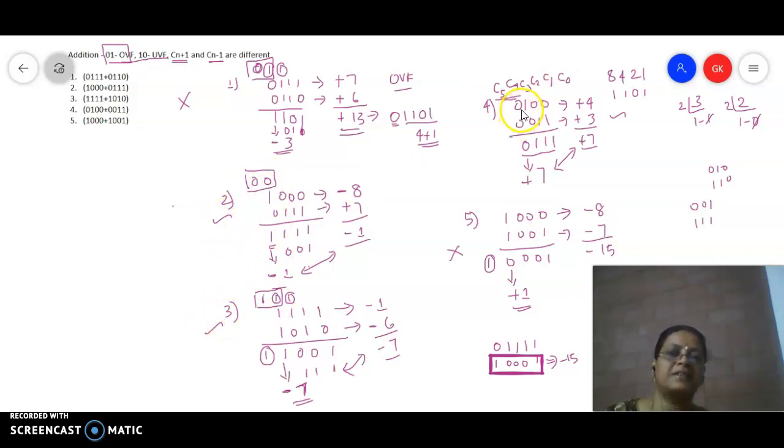Now you examine this bit. Here the input carry is 0. There is no carry here. Maybe I will just delete the previous bit position. If you observe the carry to this bit, no carry is given here and there is no carry out here also, so both are the same. If both are the same, then there is no overflow or underflow, so you will get the correct answer.